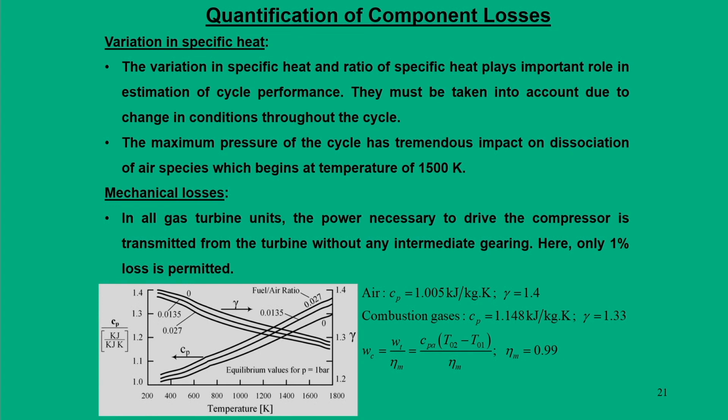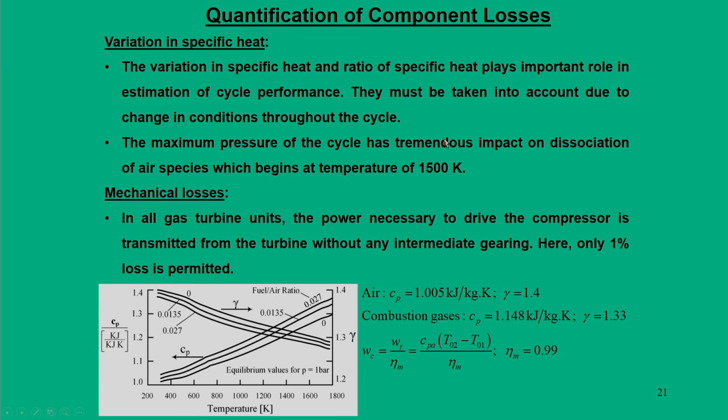Now, apart from this, another type of loss, a simple one, is the variation in the specific heats. As I mentioned, temperature plays a very vital role, and in the thermal circuit the cycle temperature at different locations changes continuously. Maximum cycle temperature could be as high as 1500 degree Kelvin. At that point of time, dissociation of air species plays a very vital role.